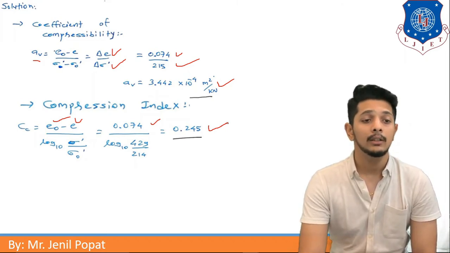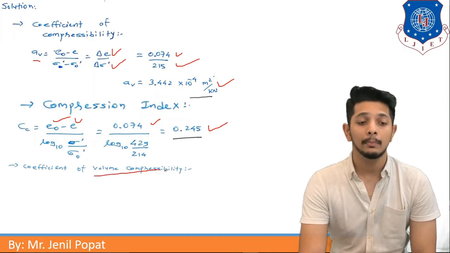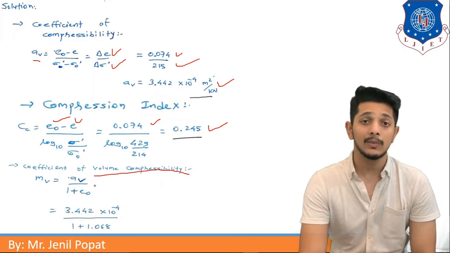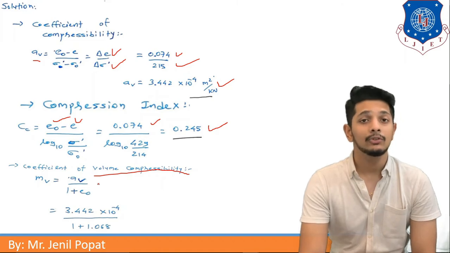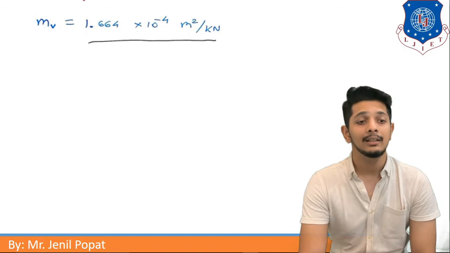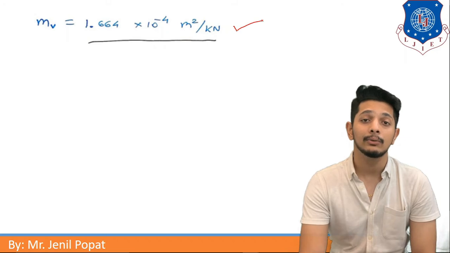Let us move forward to coefficient of volume compressibility. For volume compressibility, the formula is mv is equal to AV upon 1 plus E0. Formulas of mv are various, so we can use them according to the problems asked in exams. Let us write the value of AV and E0. AV value is 3.442 into 10 raised to minus 4 and E0 is 1.068, given in the problem. The mv answer is coming out as 1.664 into 10 raised to minus 4 meter square by kilonewton.